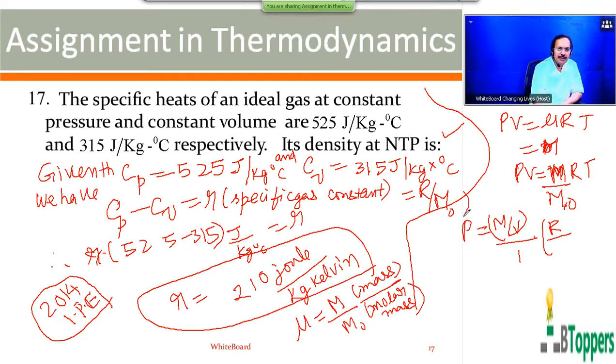So here also you should write small r equal to capital R by M naught. Mass of the gas by volume of the gas gives you the density of the gas, which I have denoted by small d here. So the ideal gas equation in terms of density of the gas and specific gas constant can be written as P equal to small d into small r into capital T.